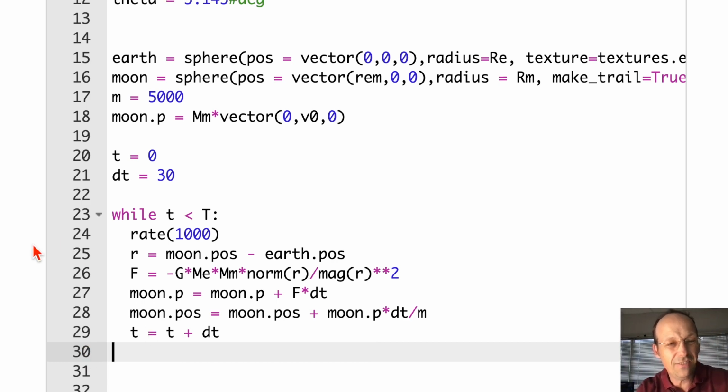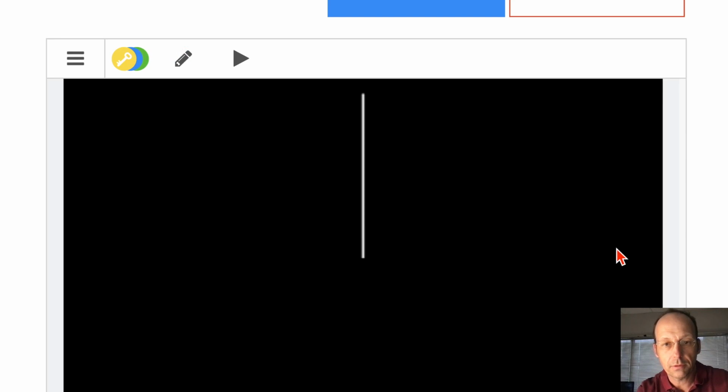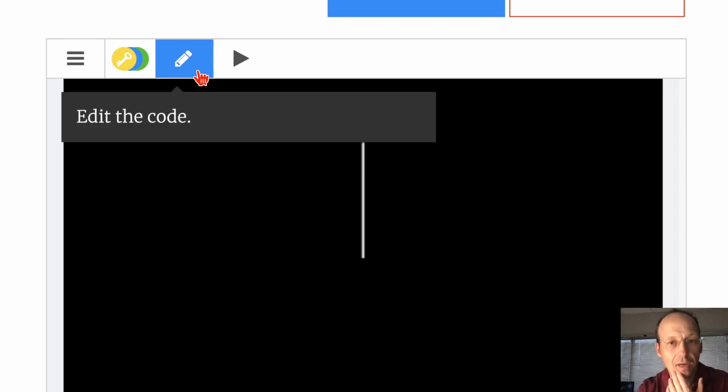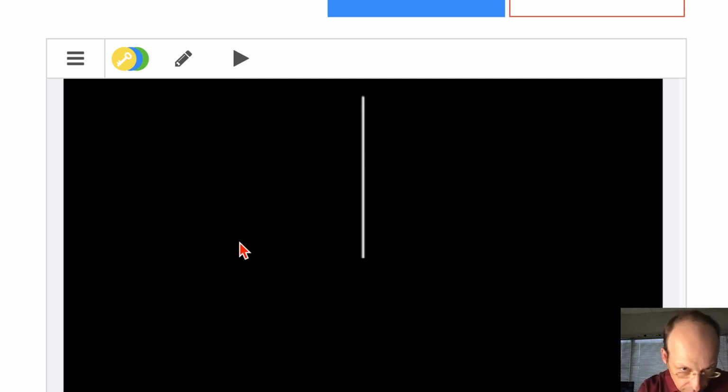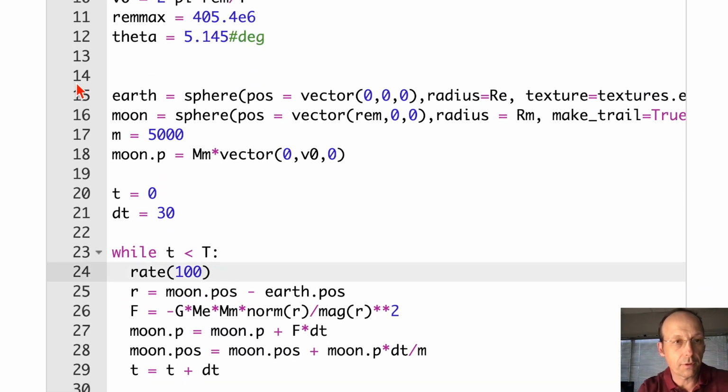Okay, let's see if this actually works. Not 100% sure it will. Okay, something happened. What the heck happened? Oh no, it's moving. Where's the Earth? Let's make this go slower.